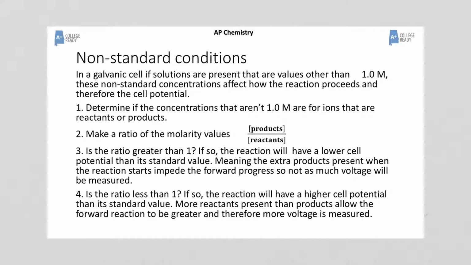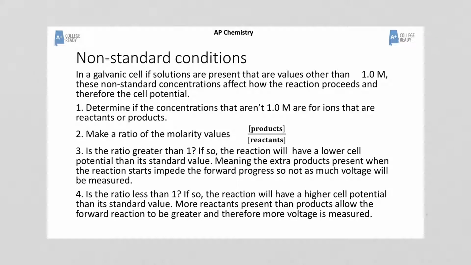The key to this is looking, because you'll typically have 2 ions. One is a reactant, one is a product. Could be more, but at least 2 ions. You need to know which ion is a reactant and which ion is a product, because we're going to make a ratio of these molarities. Brackets mean molarity, so whichever ion is a product, its molarity goes in the numerator of this ratio, and whichever ion is a reactant goes in the denominator.